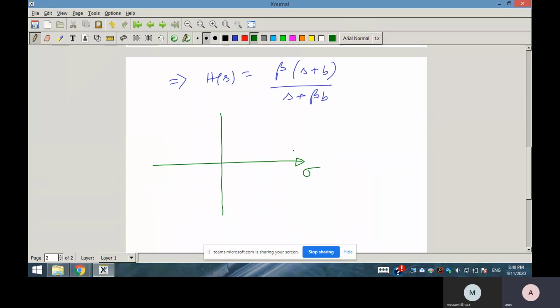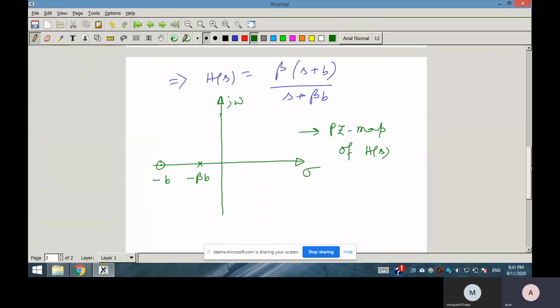So suppose your sigma, j omega. Here your beta is less than 1, so your pole will be closer to the imaginary axis. That is the difference. In case of lead controller, zero is closer to the imaginary axis and pole was away from the imaginary axis. But here pole is closer to the imaginary axis and zero is away from the imaginary axis. So this is the PZ map, pole zero map of H(s).